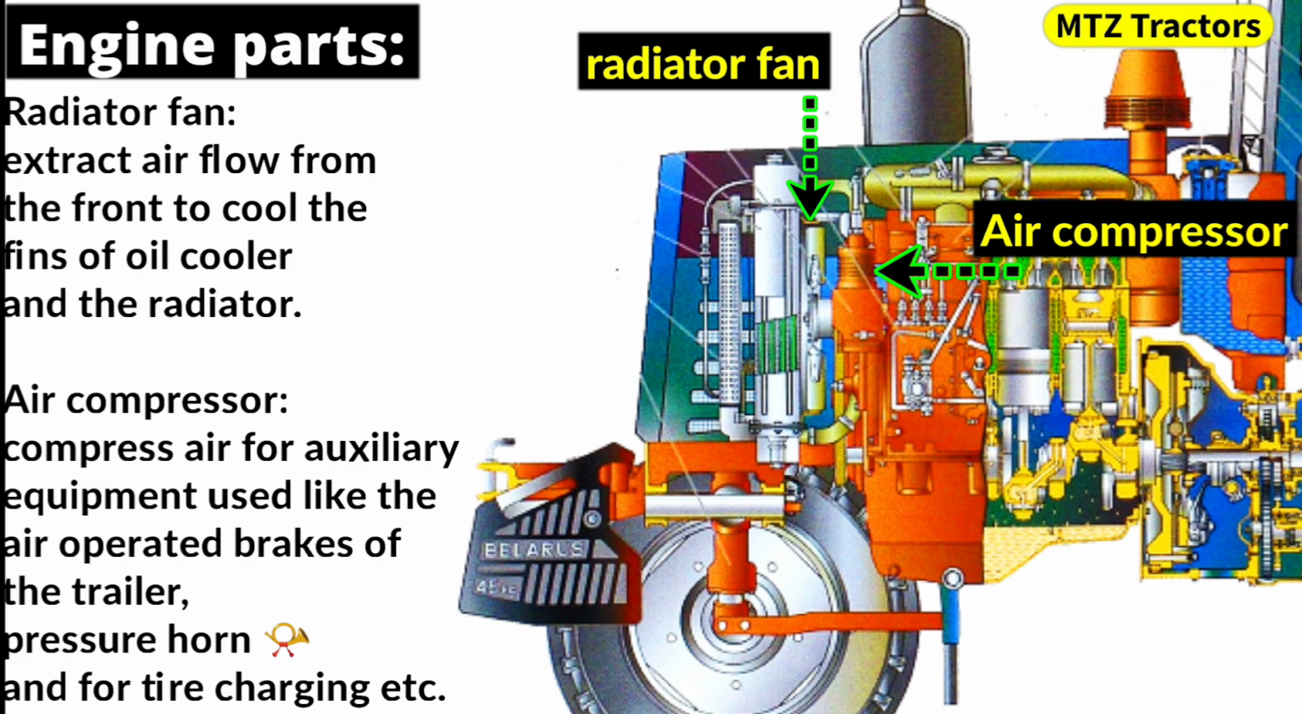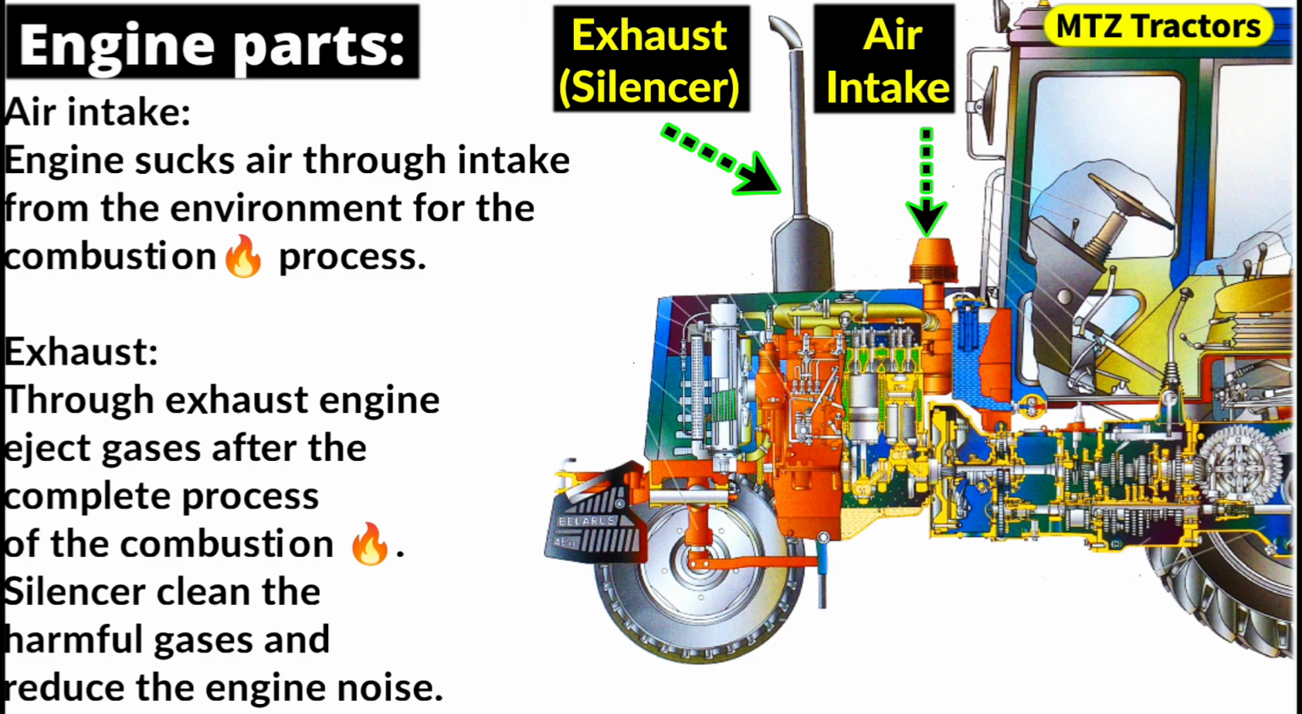Air compressor. Compresses air for auxiliary equipment like the air-operated brakes of the trailer, pressure horn, postal horn, and for tire charging, etc. Air intake. Engine sucks air through the intake from the environment for the combustion process. Exhaust. Through the exhaust, the engine ejects gases after the complete process of combustion. Silencer cleans the harmful gases and reduces the engine noise.